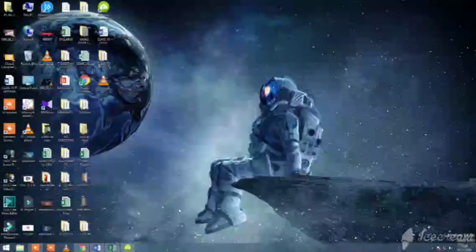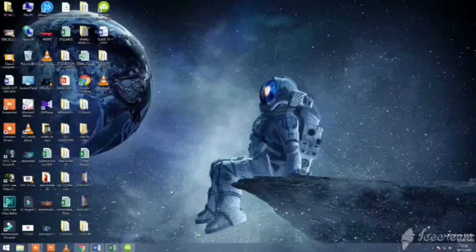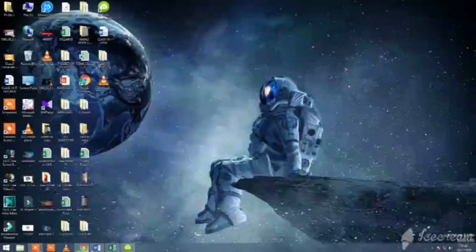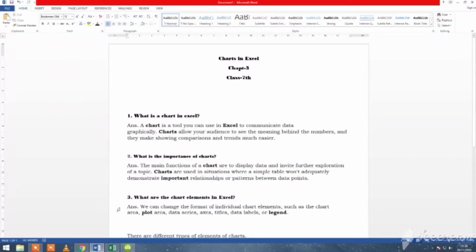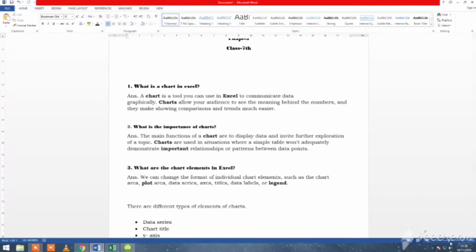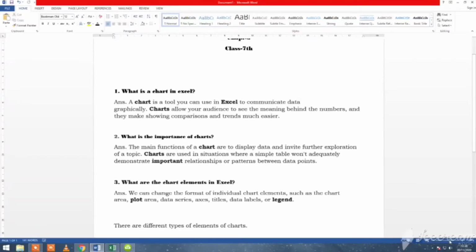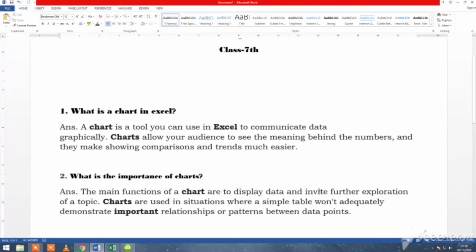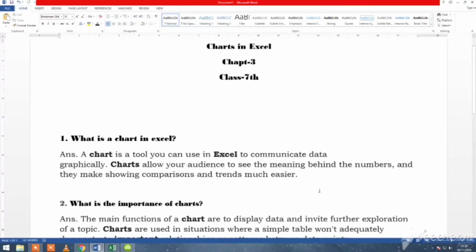Okay children, I hope you understand this topic. Your most important question is, what is a chart in Excel? A chart is a tool. You can use Excel to communicate data graphically. Charts allow your audience to see meaning behind the numbers and make showing comparisons and trends much easier.